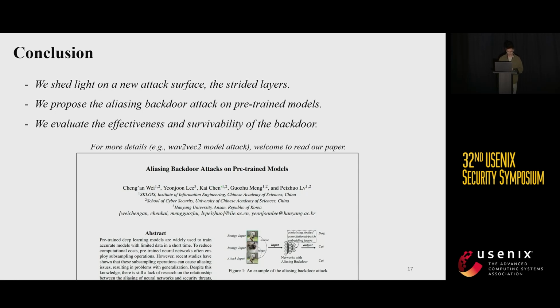So in conclusion, in this work we shed light on a new attack surface, the stride layers, and we exploit the stride layers to propose the aliasing backdoor attack on pre-trained models. We evaluated the effectiveness and survivability of the backdoor. You can find more details in the paper. In the paper, we also consider attacking the wav2vec2 model, which is a speech recognition model.